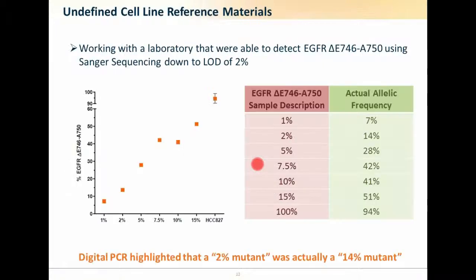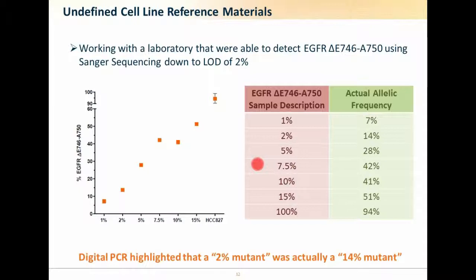So here's some data from one of our partner labs, and this is where they came to us and told us that they've been using an EGFR E746-A750 deletion cell line, and using Sanger sequencing, they had a limit of detection of 2%, which was incredible, and much lower than you would expect. And so we asked them just to send the samples to us, and we would validate the samples they were using with our digital PCR platform.